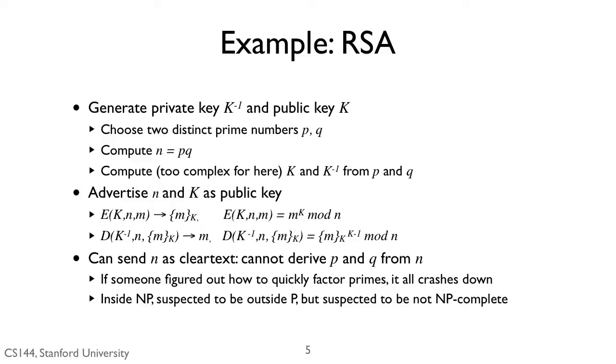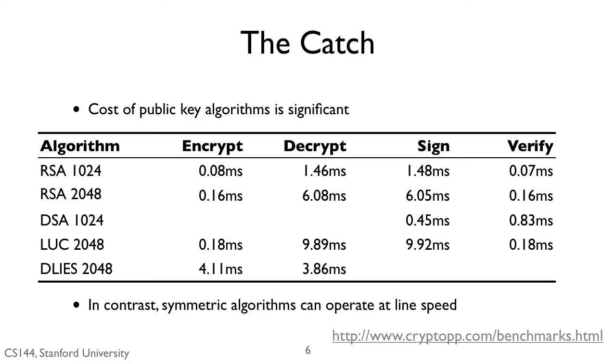So public key cryptography seems pretty amazing. You can generate two keys, distribute one publicly, that have confidentiality, integrity, and authenticity. So why do we use symmetric cryptography at all? There is, of course, a catch.